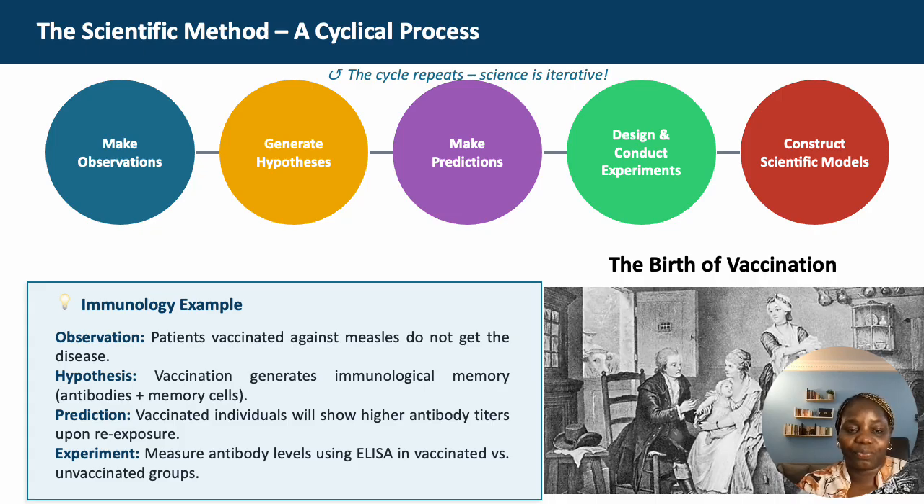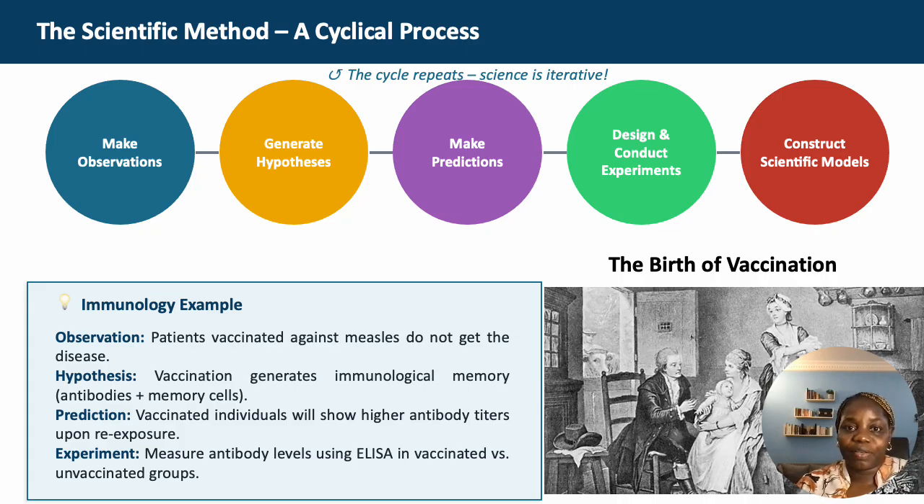But let's see how it has been developed in the precise immunology context. The birth of vaccination history will indicate how we got to the scientific method in immunology that we are using today in the lab. It starts with Edward Jenner from England, a country physician. He made an observation because he was paying close attention to the people around him.